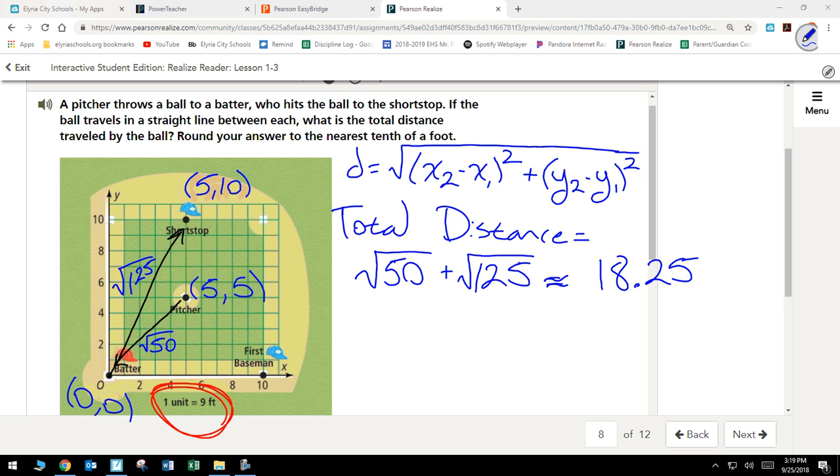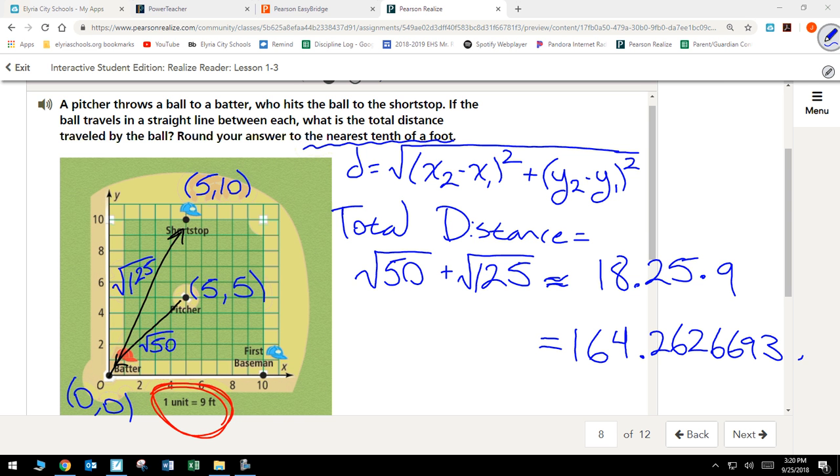And it wants us to round to the nearest tenth of a foot. So this times 9, to get our conversions into feet, is going to give me 164.2626693 feet. Rounded to the nearest tenth means I want to round to this place, and the 6 tells me to round up. So my final answer is approximately 164.3 feet.